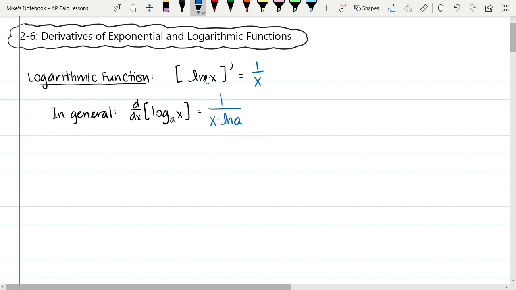And if you think about it, remember natural log is really log base e. If I were to apply this general rule to the natural log function, this would be 1 over x times the natural log of e. But the natural log of e, hopefully you remember, is 1, which does give us 1 over x. So this general form does really work for all versions of log, including natural log. Okay, so let's go ahead and take a look at a few examples, and then we'll move on.